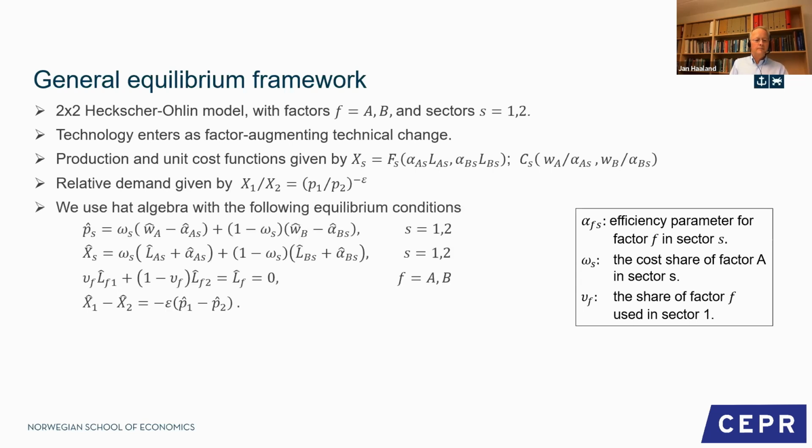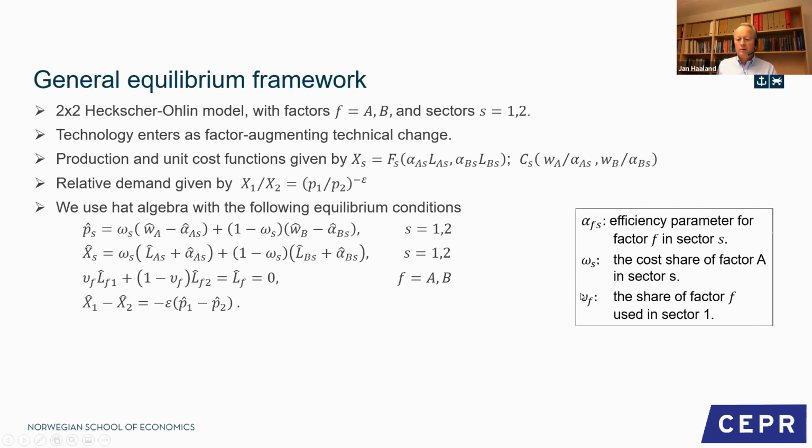We're going to look at changes. We use hat algebra, and these are just standard equations for equilibrium in a model like this, just adding the factor augmenting technical changes to a standard Heckscher-Ohlin model. So the first one is price equal to unit cost in change form. The second one picks up the productivity function, and the third one is the factor market equilibrium functions for the two factors, and then demand equal to supply.